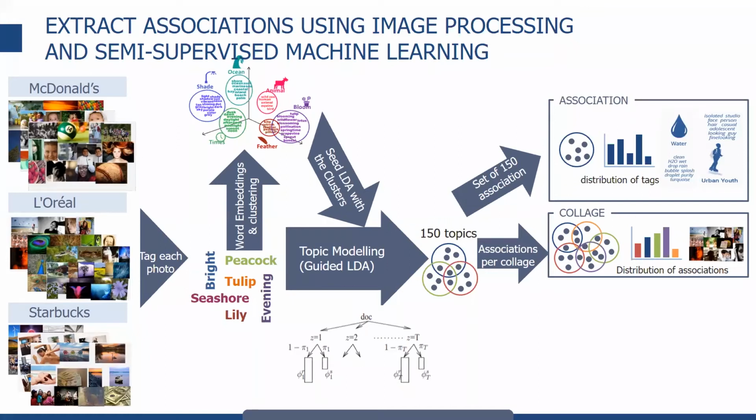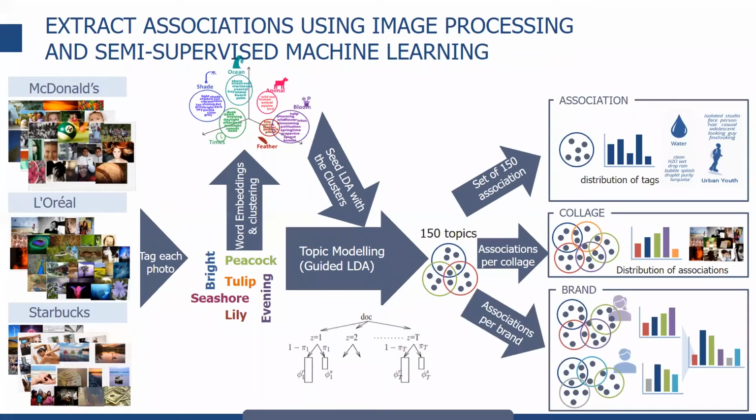Okay, and every collage, so every user who completed a collage on a brand, is a probability distribution over these associations. So we might say that this particular collage is 30% water, 20% urban youth, and 50% cityscapes. Okay, so for every collage, we have this distribution of what are the associations contained in that collage, and how they're weighted relative to one another.